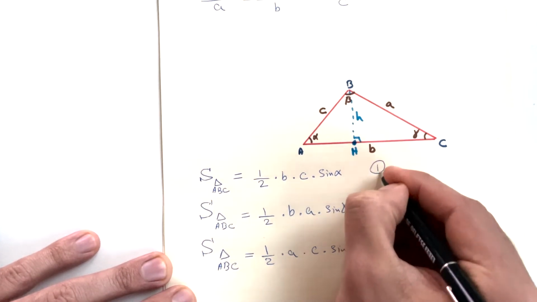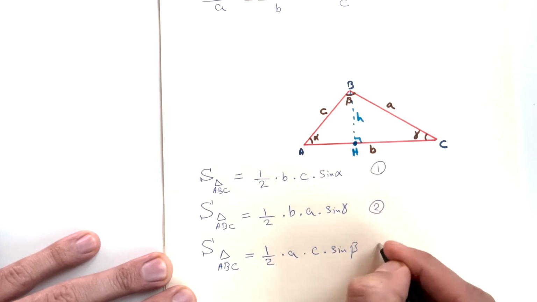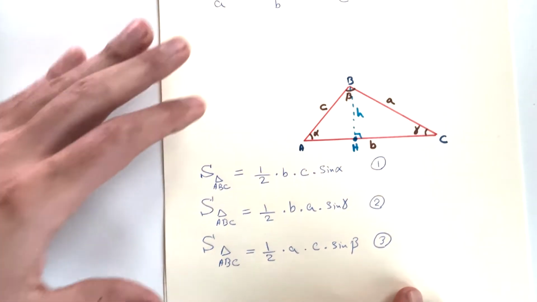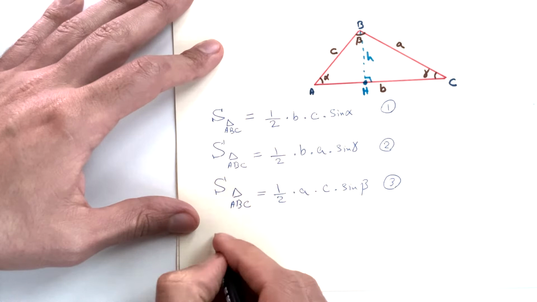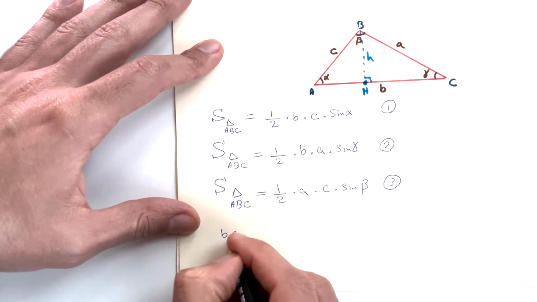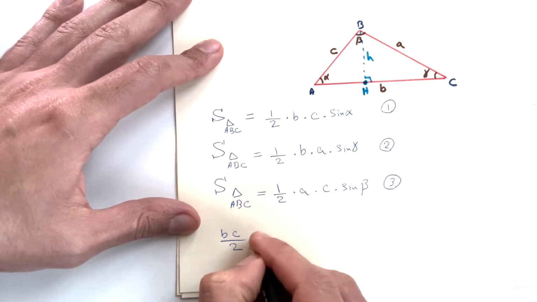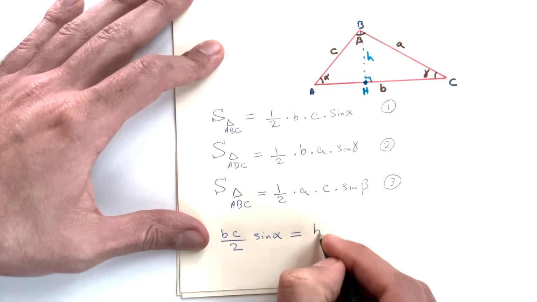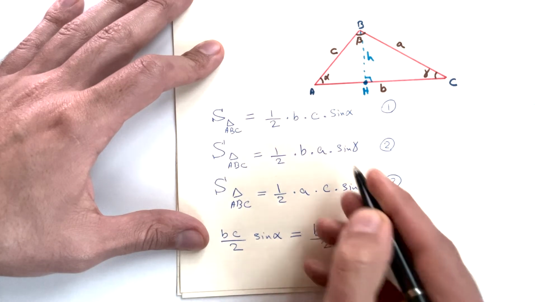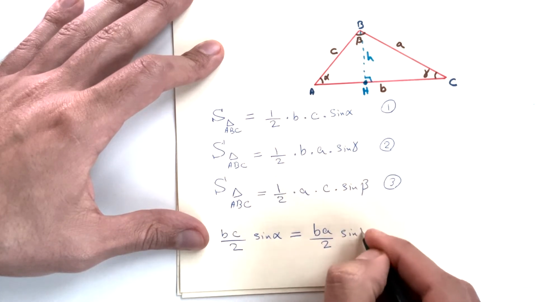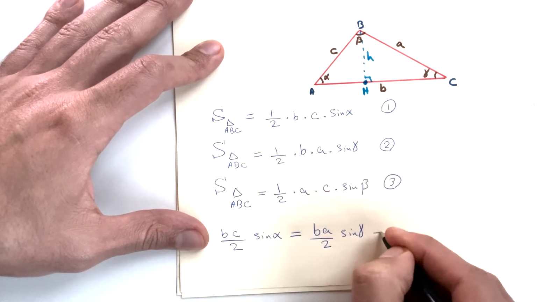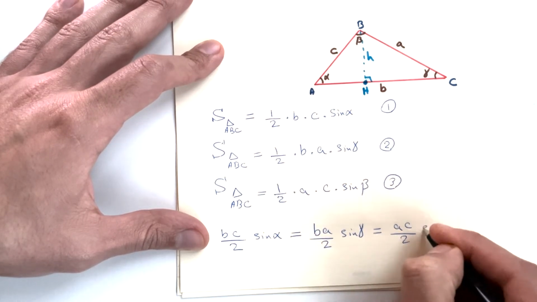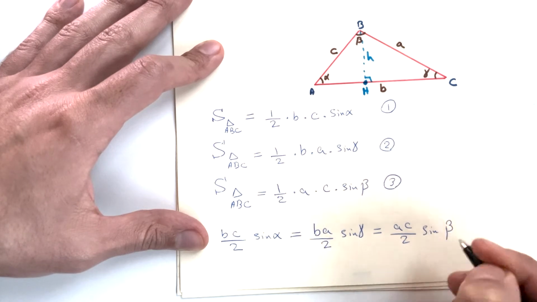If I call this equation number 1, equation number 2, and equation number 3, these three equations are equal. So let me write them like this: BC/2 sine alpha is equal to BA/2 sine gamma, which is equal to AC/2 sine beta, right?